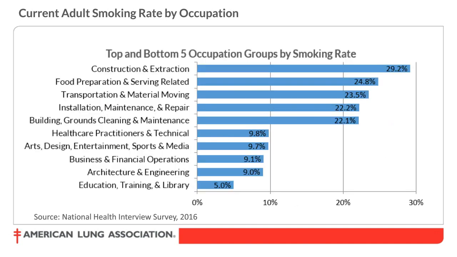This slide reflects the current adult smoking rate by occupation. I won't go over each of the individual percentages, but as you can see, those with the most hands-on and technical requirements such as construction, transportation, and cleaning have higher smoking rates than those with college-level degrees such as architecture and engineering.